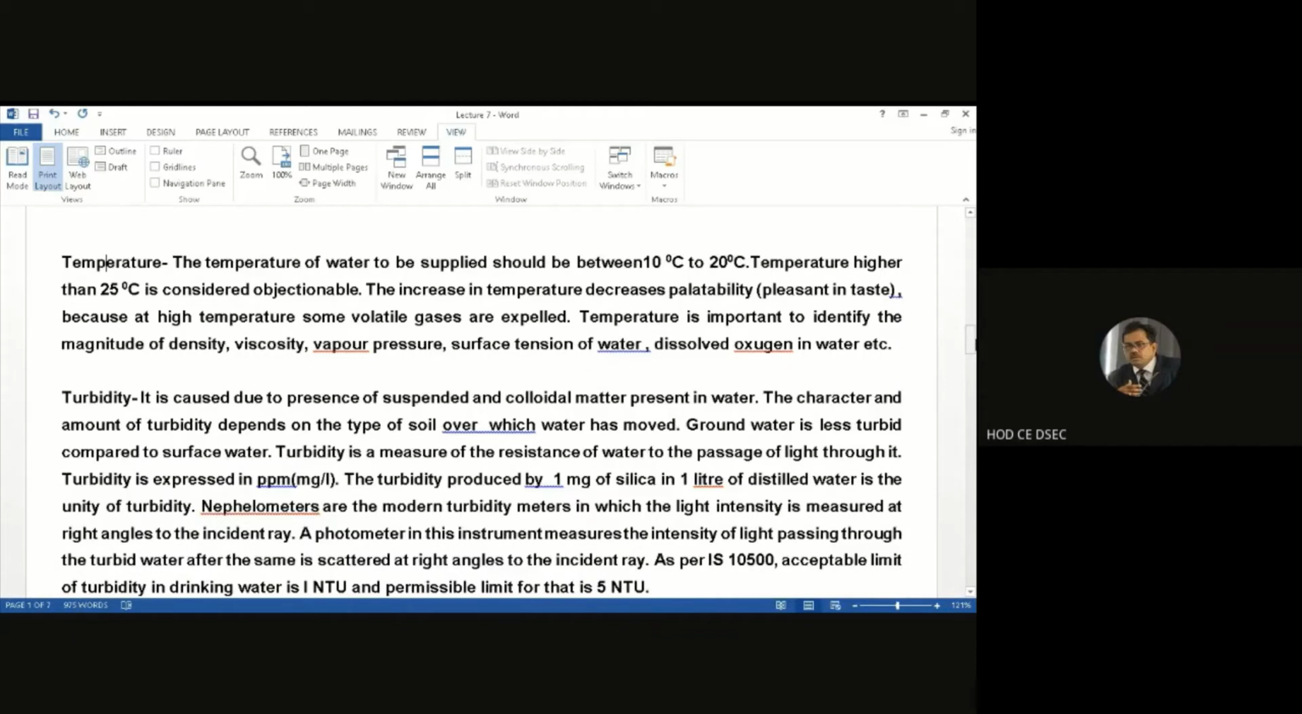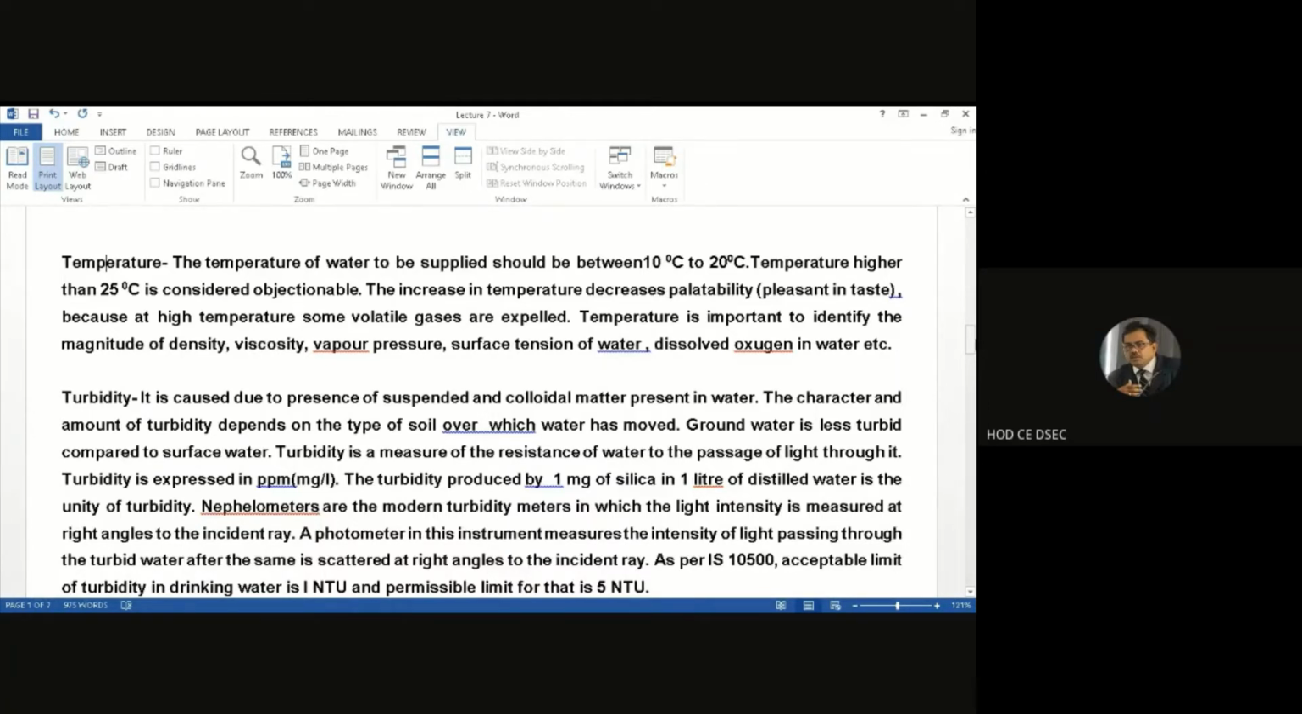And why does this happen? Because some volatile gases which are responsible for the taste are expelled due to high temperature. Temperature is also important to identify the magnitude of the density, and we know that the density, viscosity, vapor pressure, and surface tension of water are related to the surrounding temperature. So this temperature will affect the characterization of the water also. Generally the acceptable range of temperature is 10 to 20 degrees centigrade. And another thing, the dissolved oxygen content in the water, which purifies the water, is also affected by the temperature.